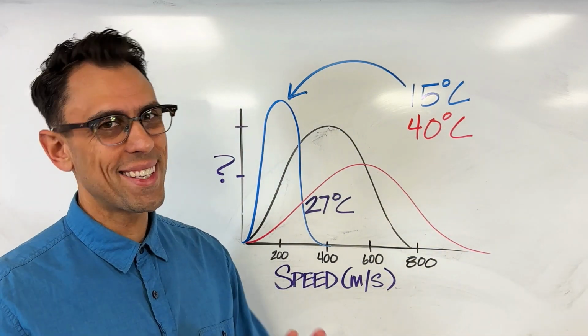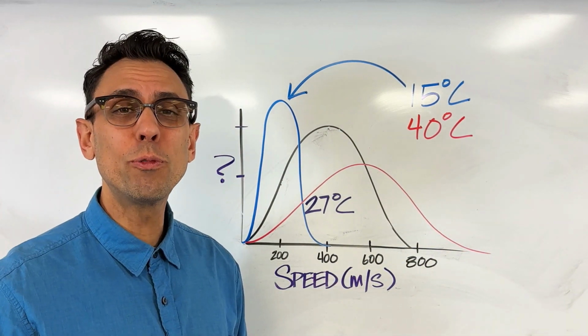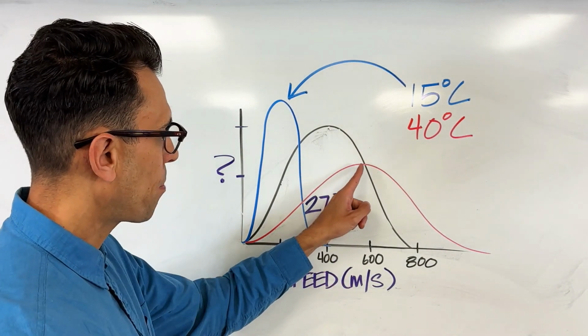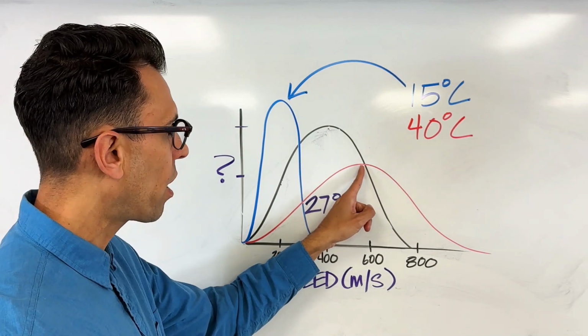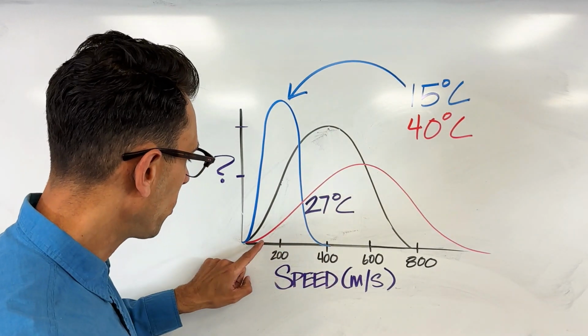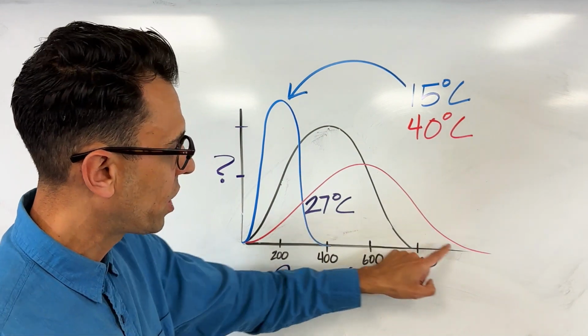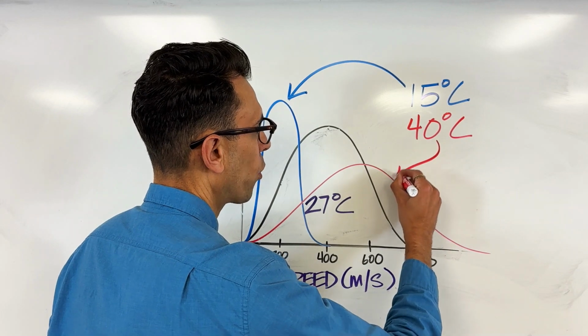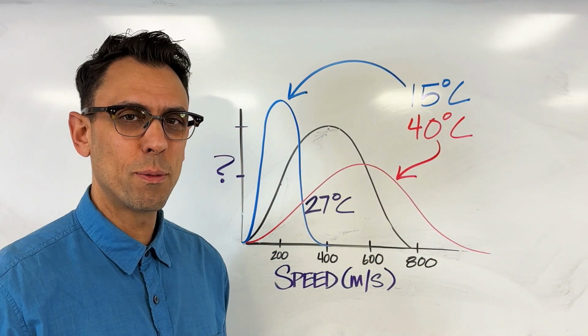Now again, that's not exact, so there's some room for variation there in terms of student answers. But what's critical is that the peak, where most of the particles are, is at a faster speed than at 27 degrees. There's still some really slow moving particles. There's still some particles that are moving much faster. So this would be our 40 degree Celsius curve.